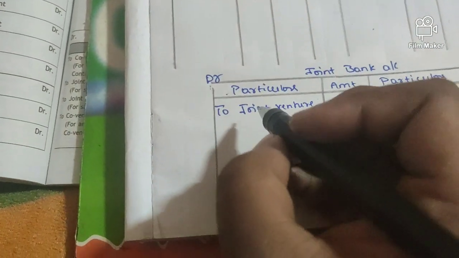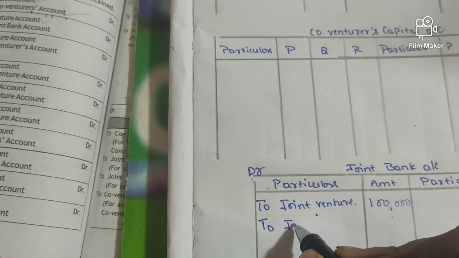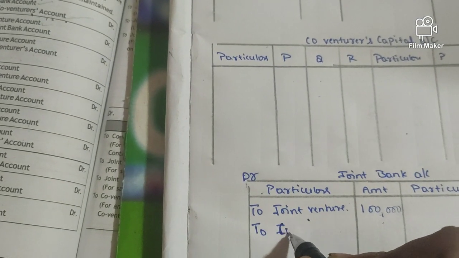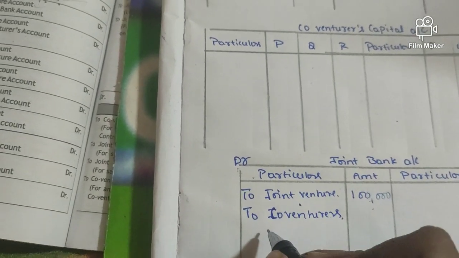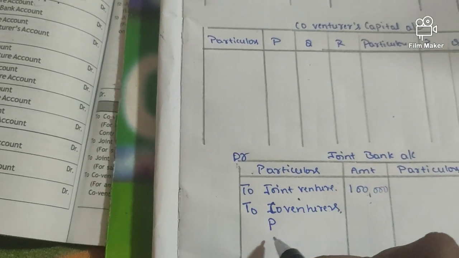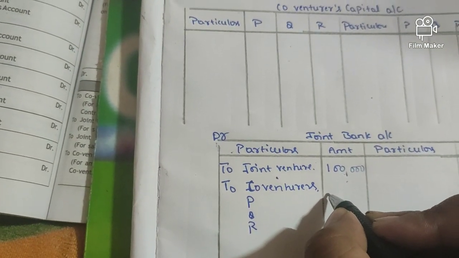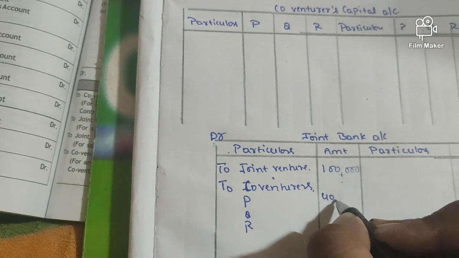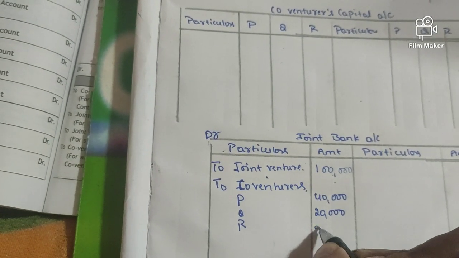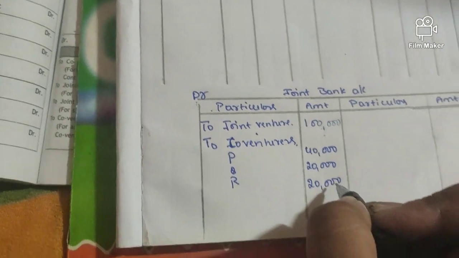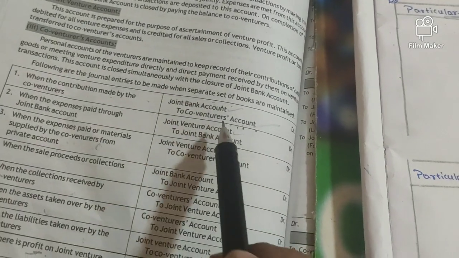So under joint bank account, we will take the opposite entry, that is to co-venturers. Who are the co-venturers we have? We have P, Q and R. What is the amount they are contributing? P is contributing 40,000, Q is contributing 20,000, R is contributing 20,000. Got it? So when the contribution is made, joint bank account debit to co-venturers account.